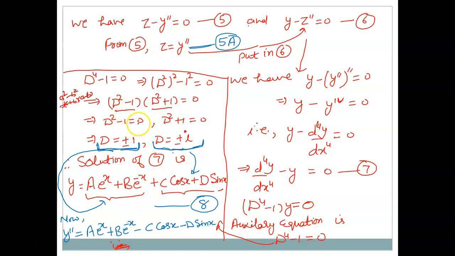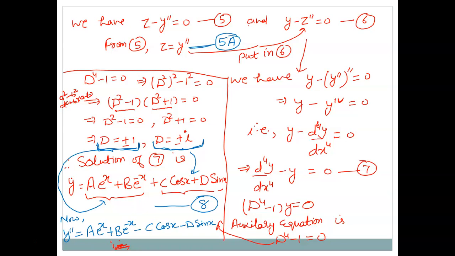So equating both of these to 0 individually, we get D = ±1 and D = ±i. So from the knowledge of linear homogeneous differential equations with constant coefficients, the solution of this equation 7 is given by y = a e^x + b e^(-x). This corresponds to the part where D = ±1, and corresponding to this part we have plus c cos x plus d sin x. So this equation 8 gives the value of y, but here we have two functions y and z.